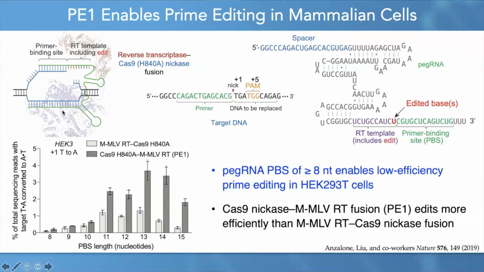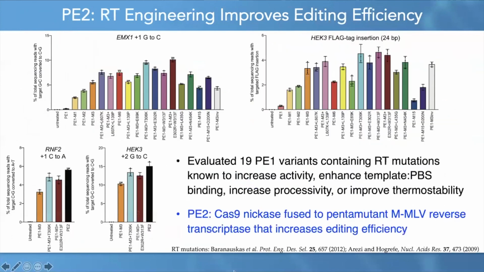Importantly, we discovered that primer binding sequences of lengths greater than 8 nucleotides were necessary to detect prime editing in mammalian cells, and we also observed more efficient editing when the reverse transcriptase was fused to the C-terminal end of the Cas domain rather than the N-terminal end of the Cas domain. Our initial observed editing rates with PE1 were modest, primarily falling in the sub 5% edit installation range.